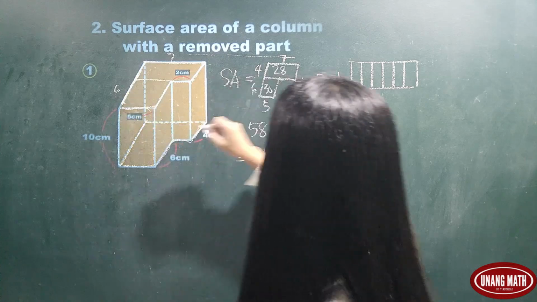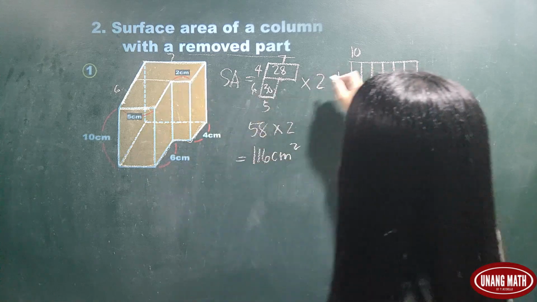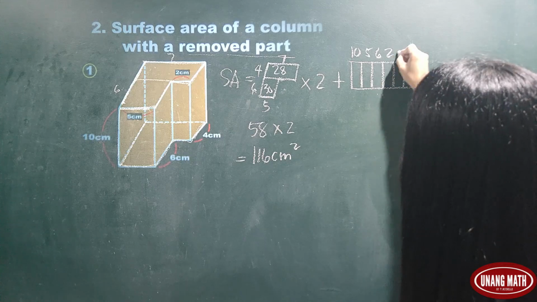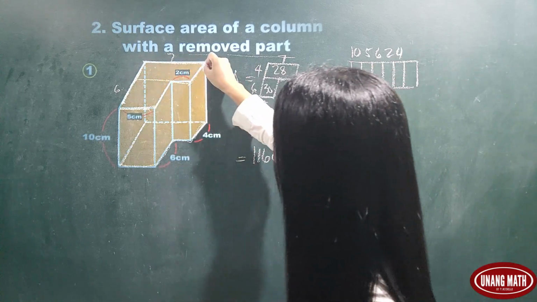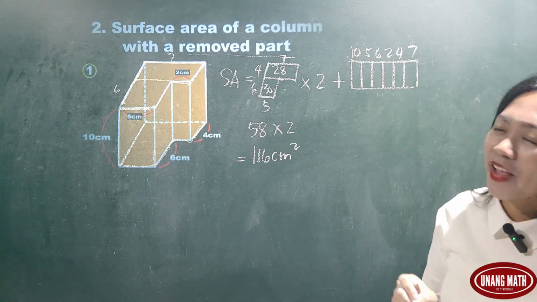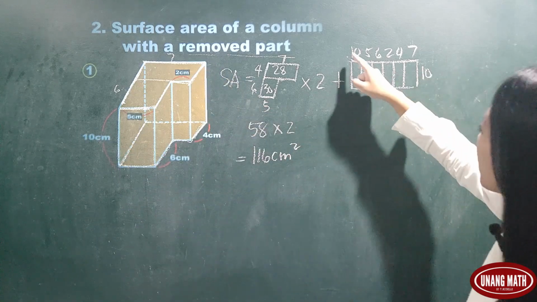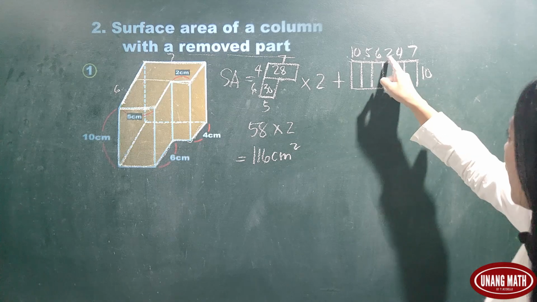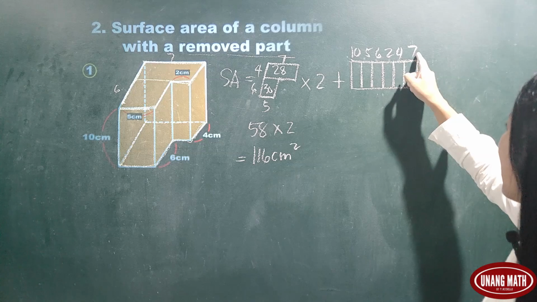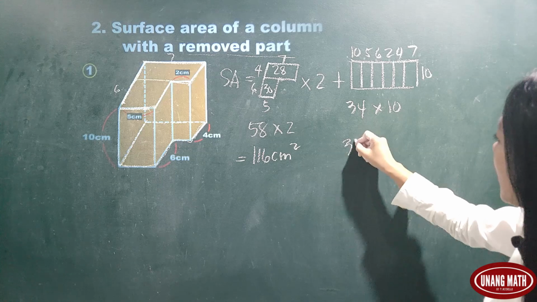This is 10. This is 5. This is 6. So 5, 6, 2, and this is 4, 2, 4, and this is 7 centimeters. So this will be the length of the rectangle, and then the height is 10 centimeters. 15 plus 6 is 21, plus 2 is 23, plus 4 is 27, plus 7, it's going to be 34. So 34 is the length times 10, then this is 340.